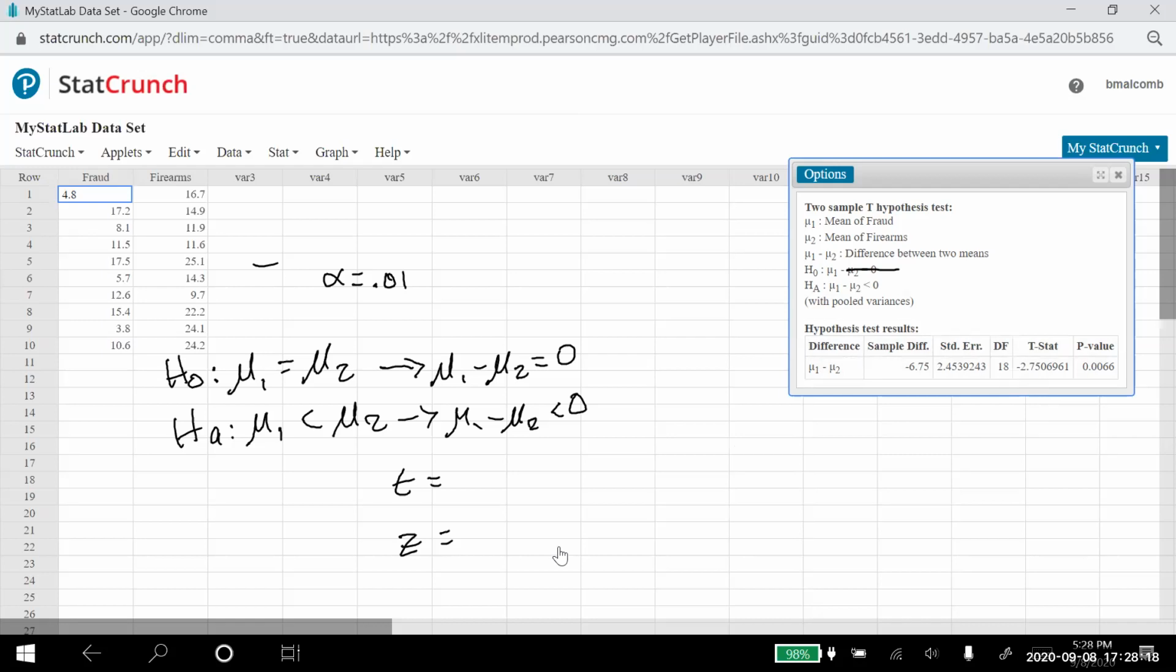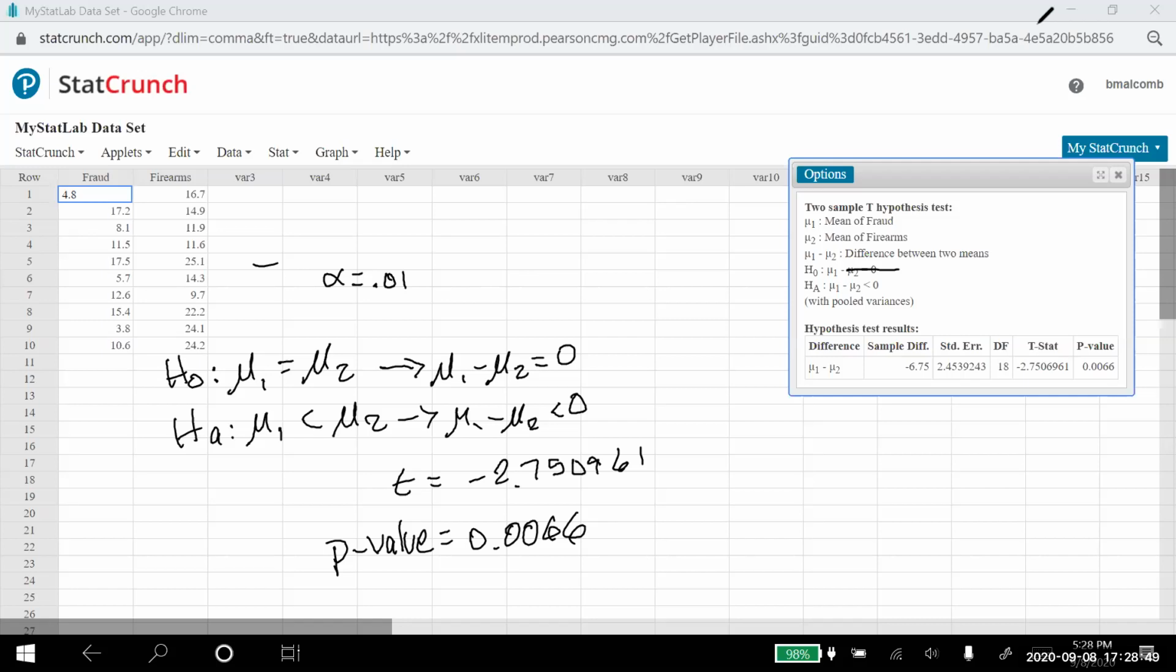T statistic. And I didn't pay attention to how far it wanted us to go. Usually it goes 2 decimal places. We'll go a few. Negative 2.75. Let's just say 0.961. We'll put the whole thing there. And the p-value, I don't know why I called that z. The p-value comes out as 0.0066. All right, and we'll use those to answer the question.